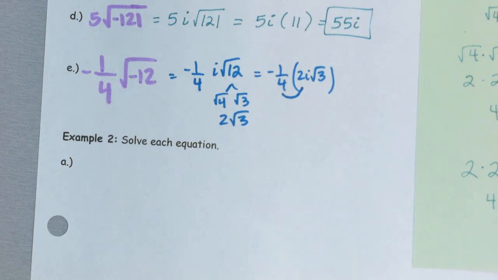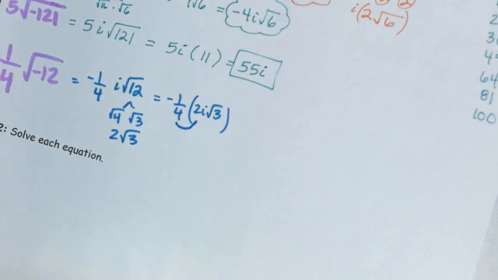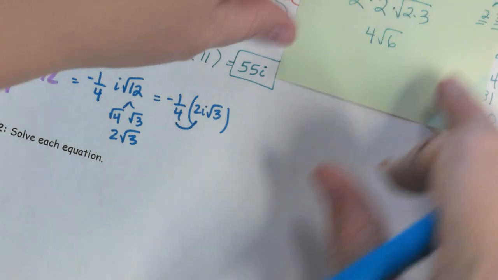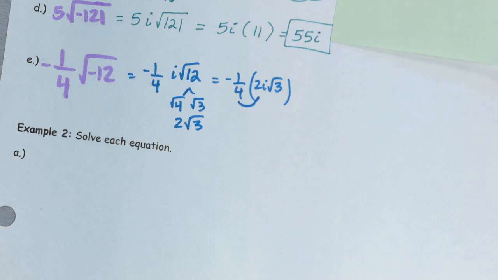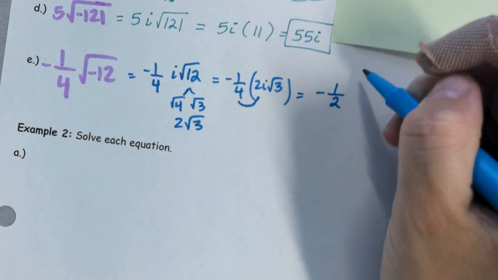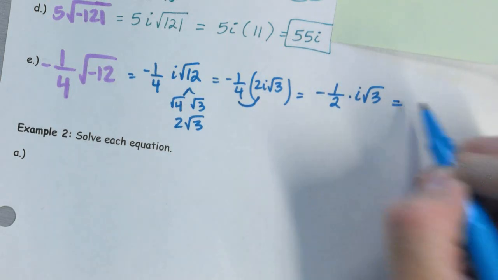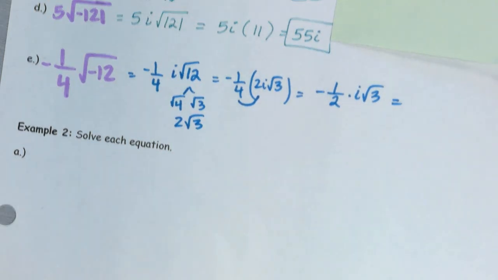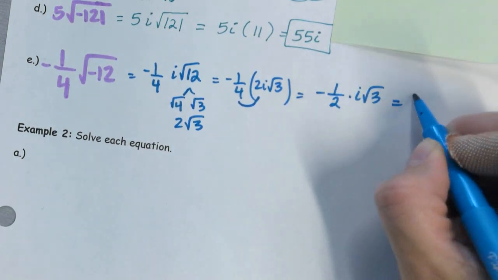Do you guys remember the rule when you're multiplying fractions? Multiply the whole number by what part of the fraction? Yeah, by the numerator. So if I do 2i times negative 1/4, it's going to be negative 2i over 4. What's negative 2 over 4 reduced to? Yep, so it's negative 1/2 times i root 3. Okay, now if you got here, this is great. We just have to go one more step to simplify because we have to multiply these two together. Okay, so again, you're multiplying the whole by the numerator of the fraction.